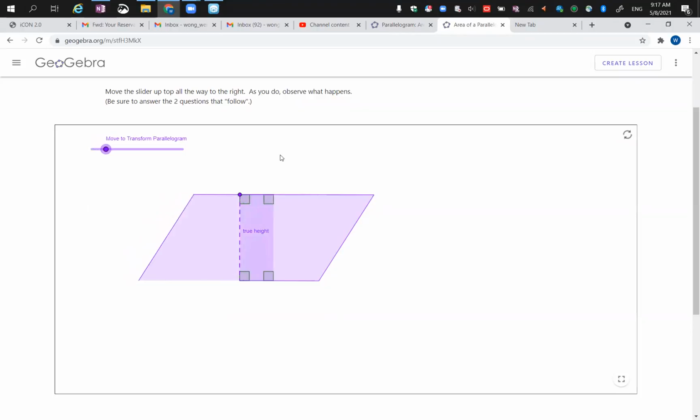So now I'm going to cut this parallelogram into two parts. Slide it over, and what is the resulting shape? What is this shape now? Rectangle. Do you all know the formula for area of a rectangle?